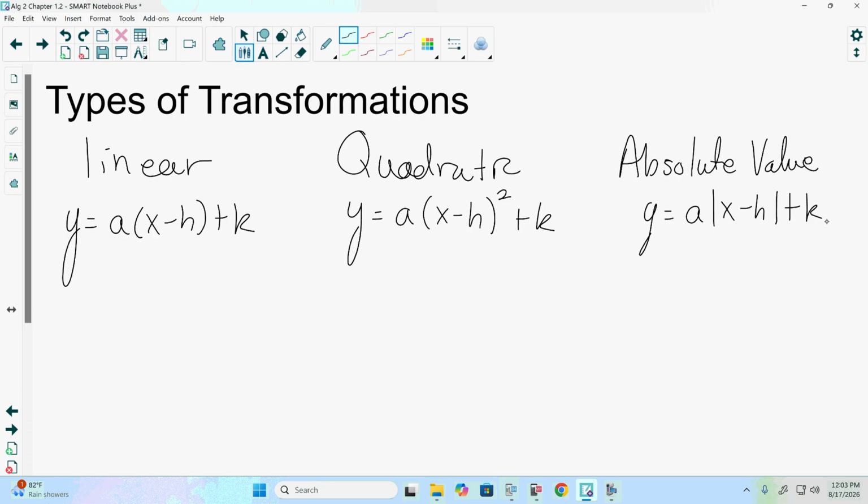We have these here. Now, I didn't say it earlier, but these are not the only parent functions we have. Each type of equation has its own. So square roots have a parent function. Y equals the square root of x. Cubics, quartics, quintics, radicals, rational. All of them have their own parent function. Simplest version of it.